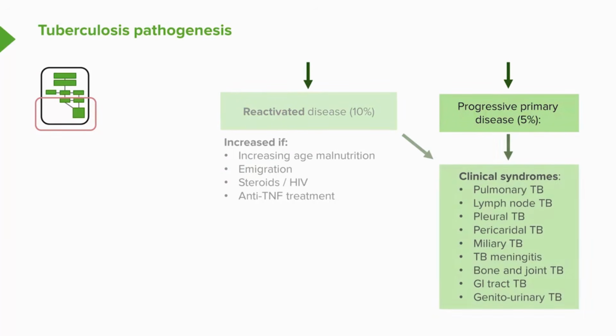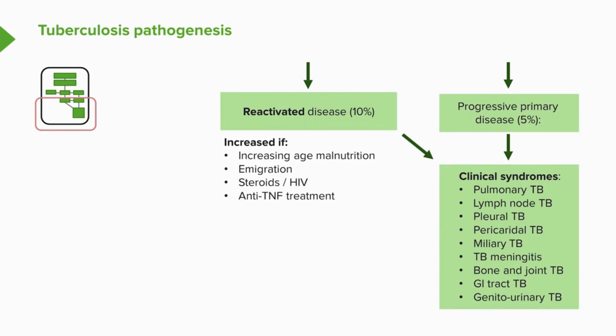So as well as having pulmonary tuberculosis, it can spread to affect the lymph nodes, the pleura, the brain with TB meningitis, and perhaps other parts of the body as well. With latent disease, over a long period of time, that may reactivate. And that occurs in about 10% of people with latent disease, as I've mentioned already.